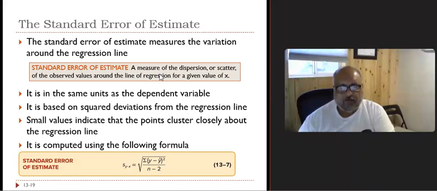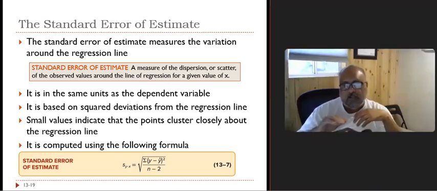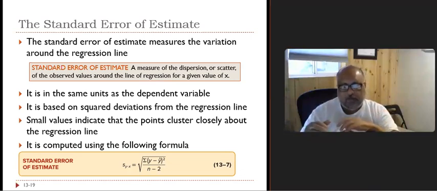And here is the definition of the standard error of estimate: a measure of the dispersion or scatter of the observed values around the line of regression. Basically, the line of regression is the ideal line of prediction, but the reality may not be the same. Okay, maybe plus or minus.